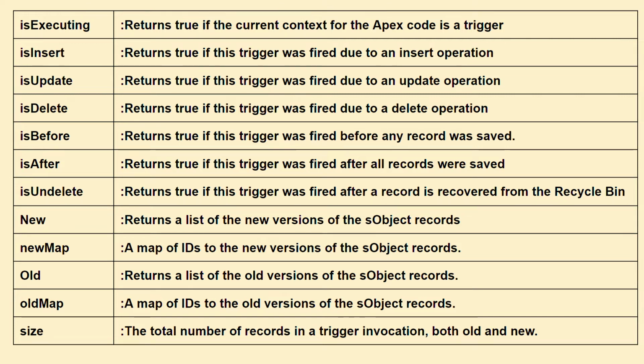We have new map and old map. New and old use lists of the new version of the sObject and the old version of the sObject. In new map and old map, we have a map of IDs to the new version of the sObject and the old version of the sObject. In that, we will have ID and value pairs in the map.